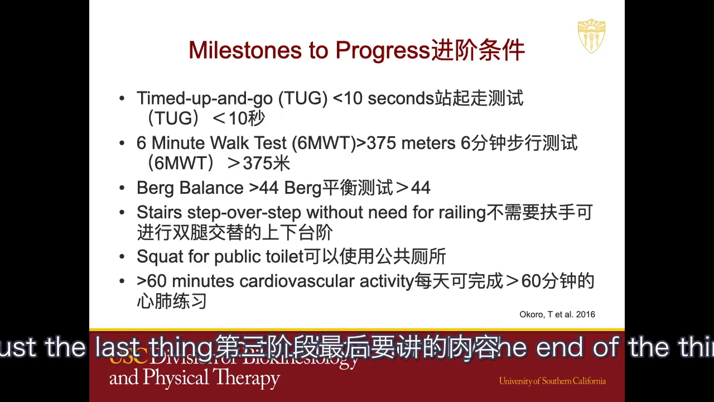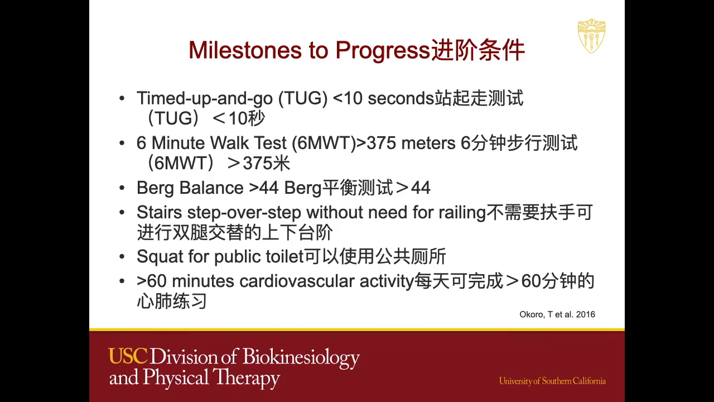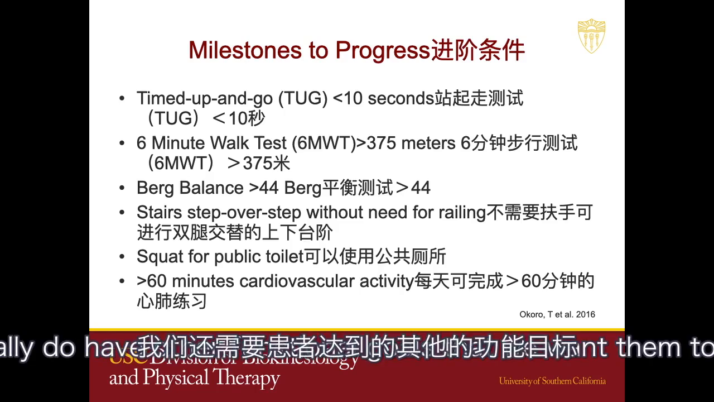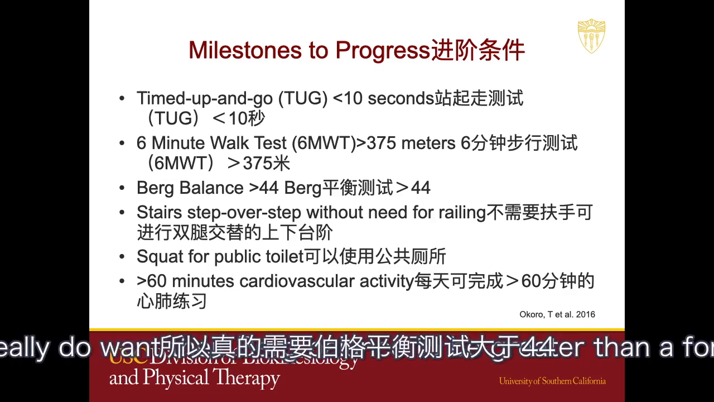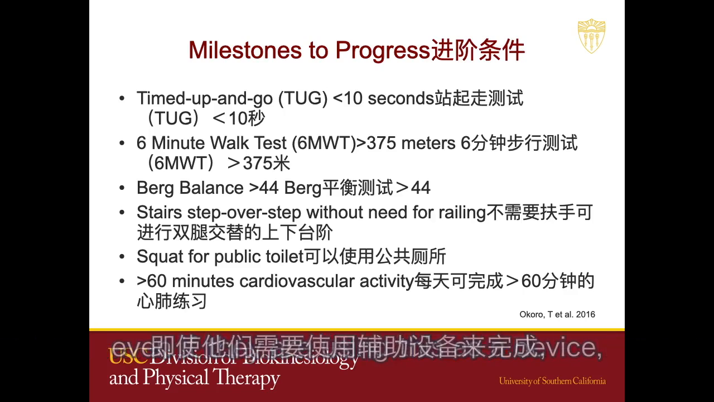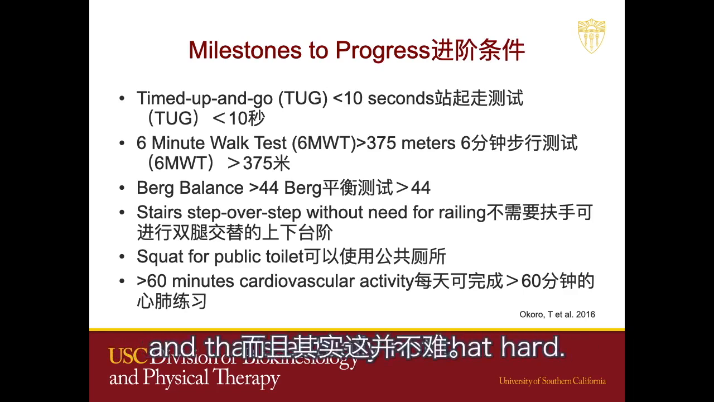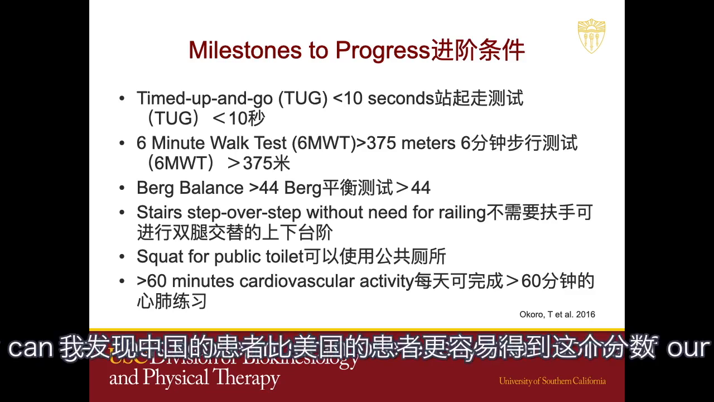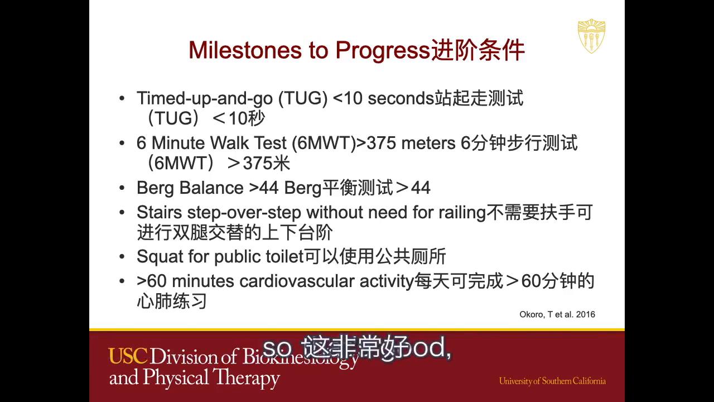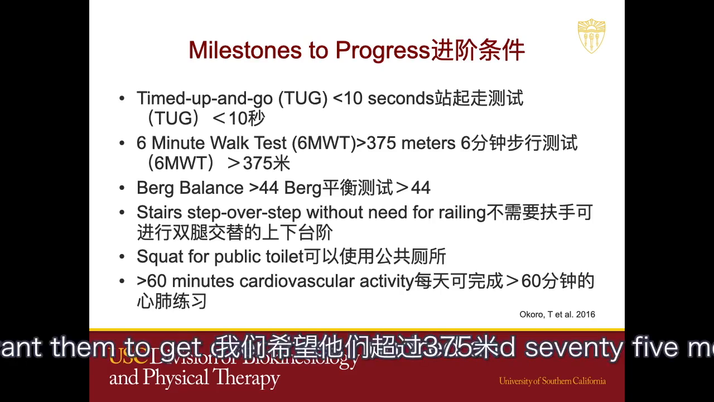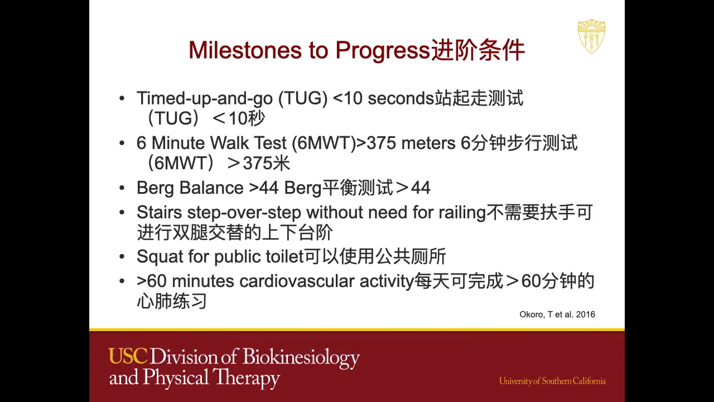The last thing to touch on here: by the end of the third phase, we really do have other functional goals that we want them to have. We really do want their Berg balance to be greater than a 44. Even if they are using an assistive device, we want that score up there. And that's actually not that hard. I find that people in China actually can get that score much more easily than some of our other patients in the US. So that's good. For the 6-minute walk test, we want them to get over 375 meters.